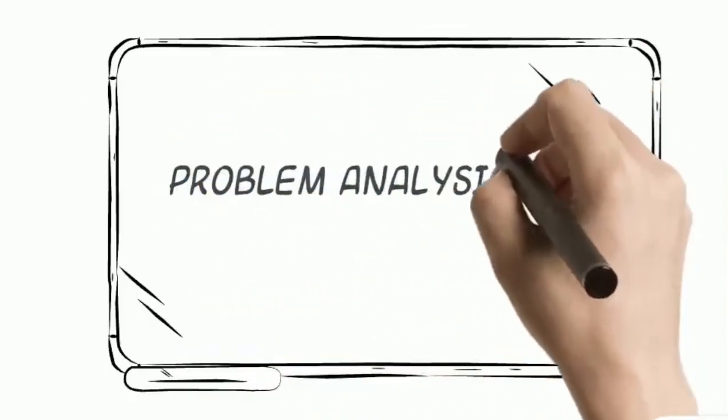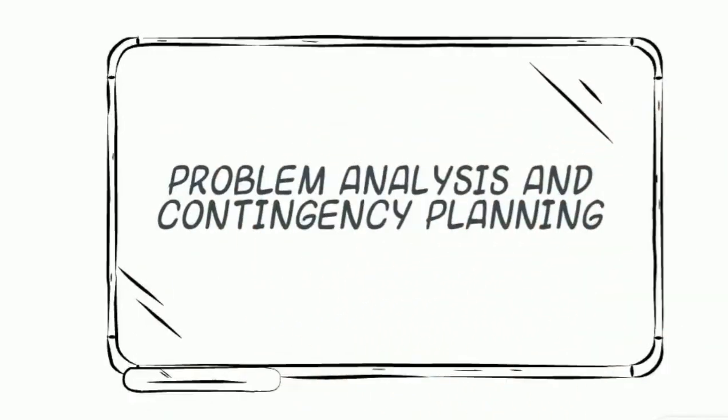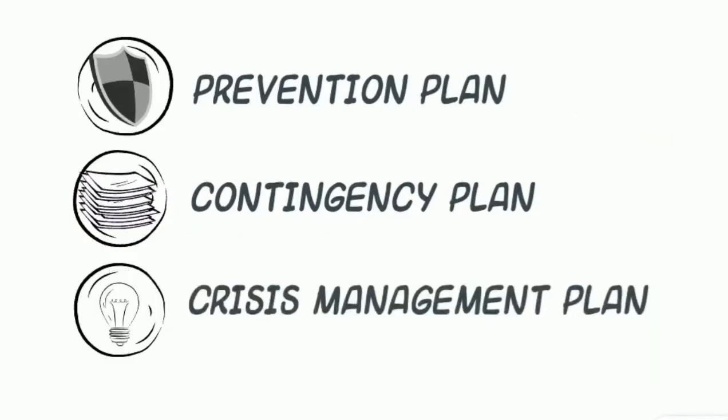Problem analysis and contingency planning. Prepare for other elements of the event besides safety and security. Examine the event plan and visualize what will happen as you prepare for the event, on the day of the event, and as the event is dismantled. For every event, prepare a prevention plan, a contingency plan, and a crisis management plan.